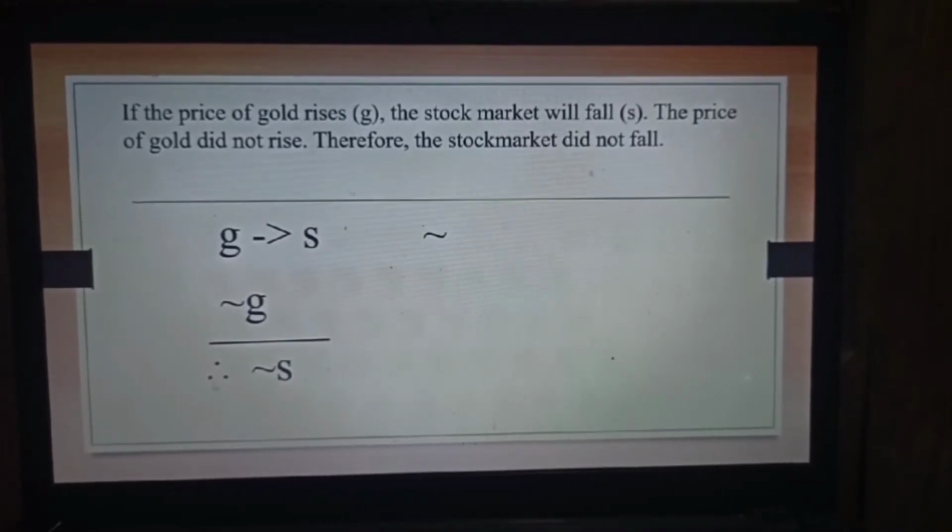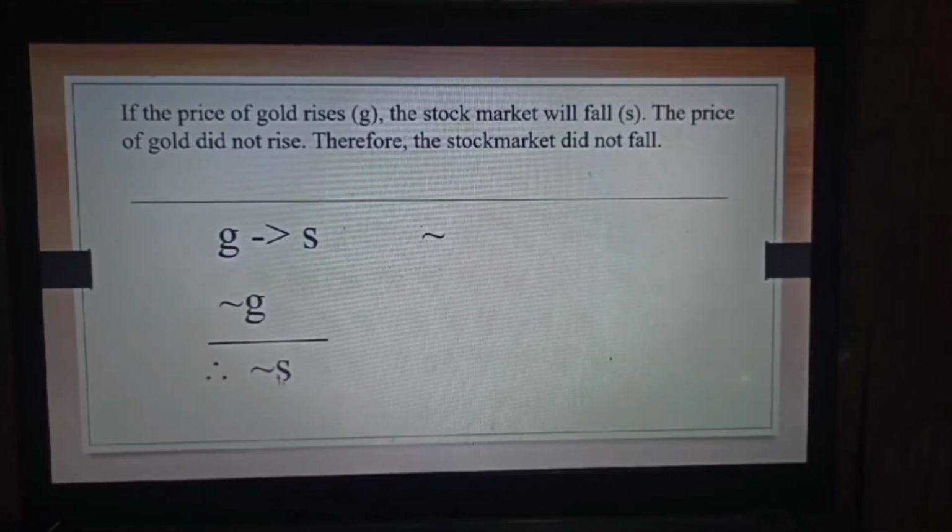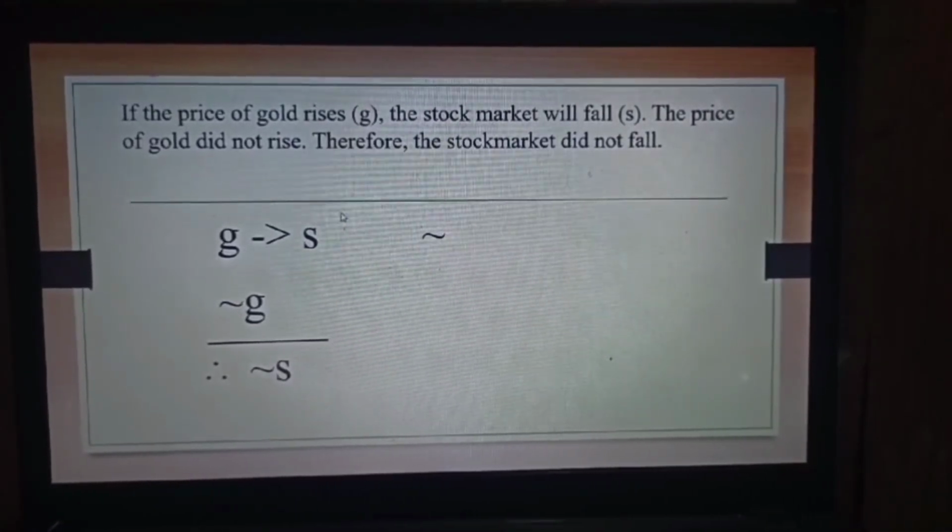Di ba yung therefore, yung 3 dot na ganito. The stock market did not fall. Now take note yung S natin. Kanina, yung S natin, the stock market will fall. Pero dito sa conclusion natin, the stock market did not fall. So, ang kinalabasan niya is not S. Kasi may word na ginamit dito, did not. So, ito na yung kinalabasan lahat nitong sentence na to.